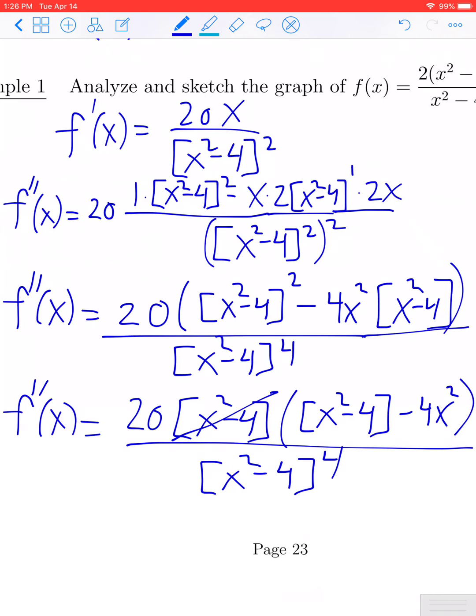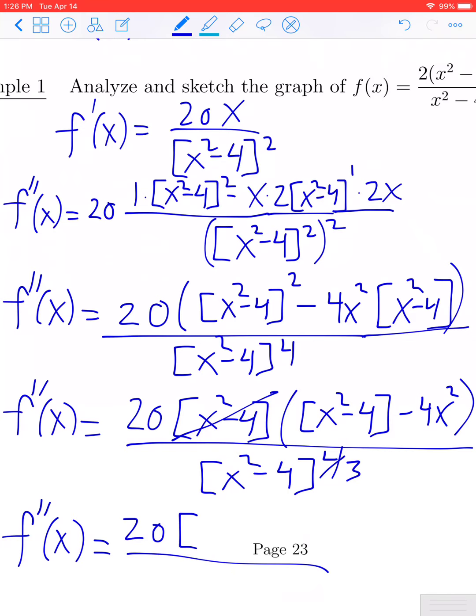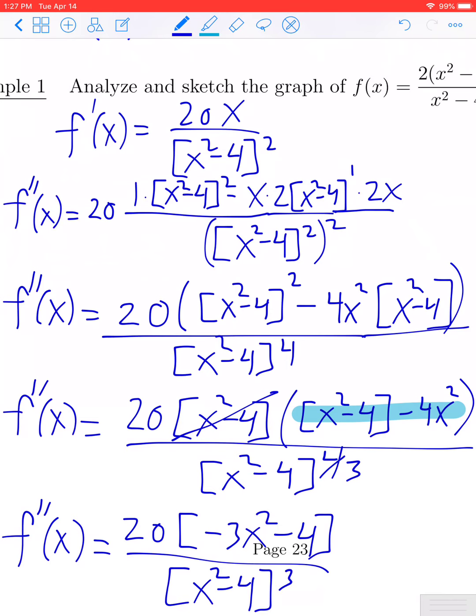We can cancel one power of this factor from the numerator with one of the powers in the denominator. F double prime of x is equal to, we still have the 20 out in front. On the inside, this will simplify. x squared minus 4x squared will end up being negative 3x squared minus 4, all over x squared minus 4 to the third power. Okay, so a little bit of arithmetic, but we now have our second derivative.